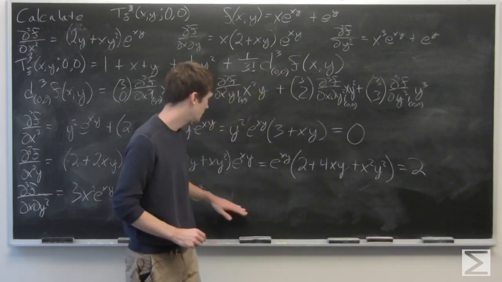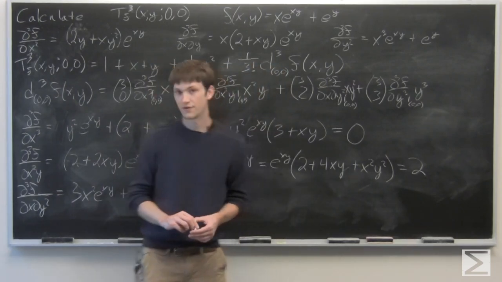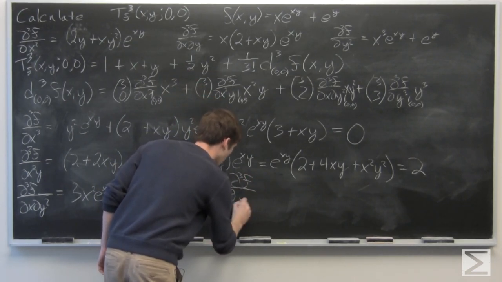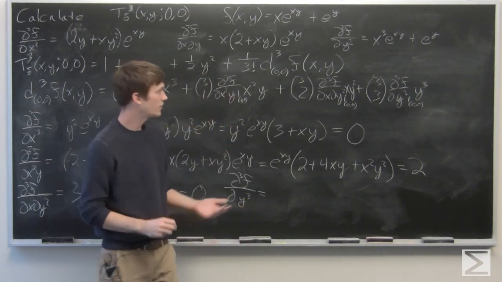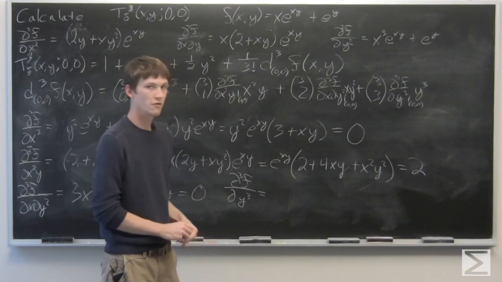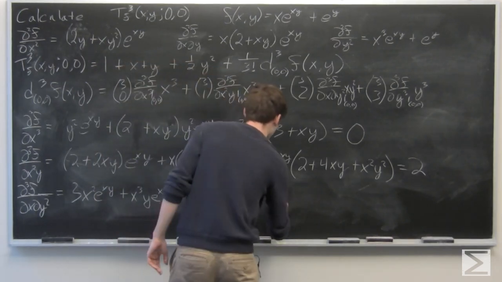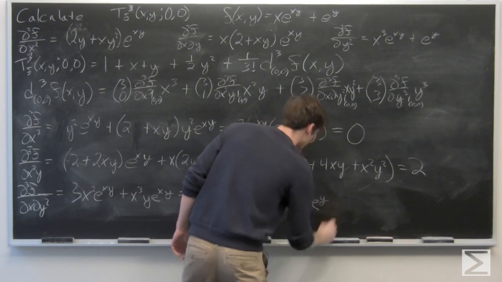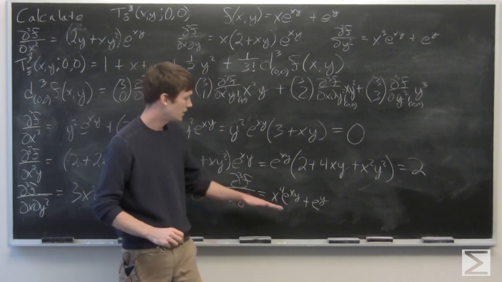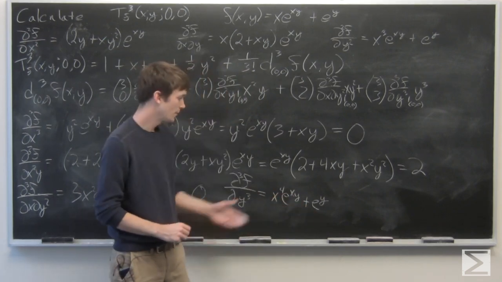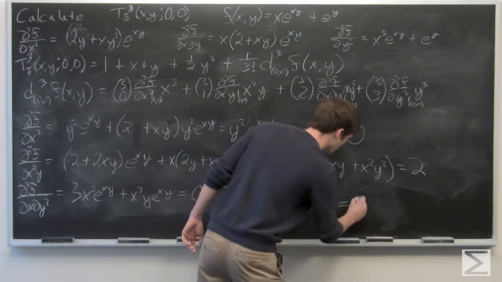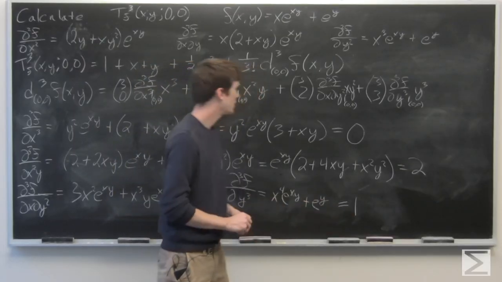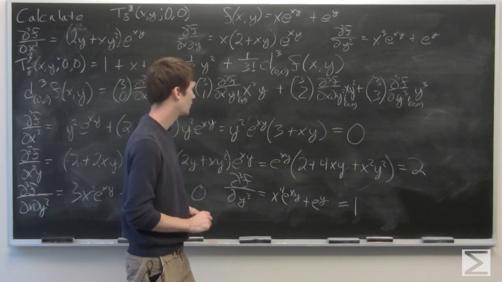Now the partial derivative of f with respect to y three times. That's the partial derivative of that equation with respect to y, and that's x to the fourth e to the xy plus e to the y. Evaluated at (0, 0), we get 1. So we can use this information to plug into our equation.